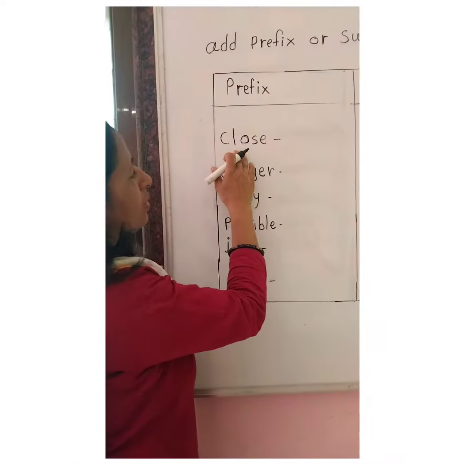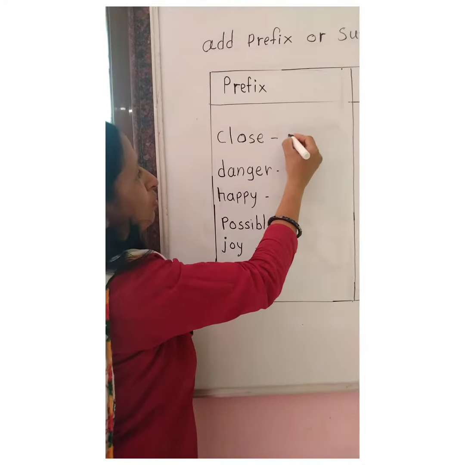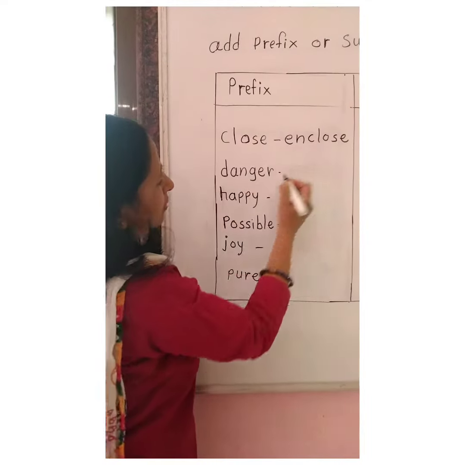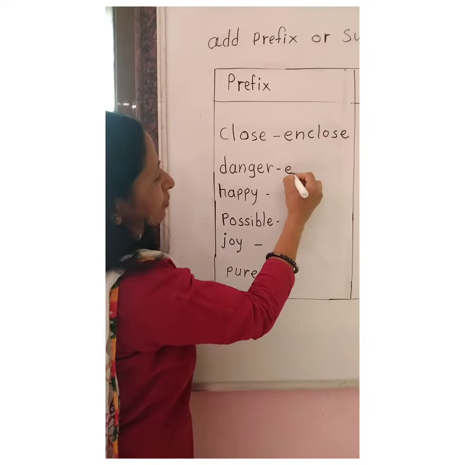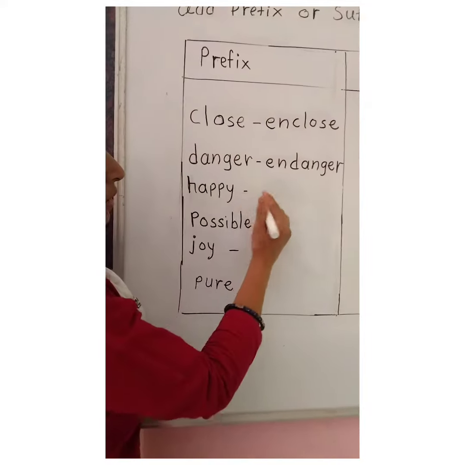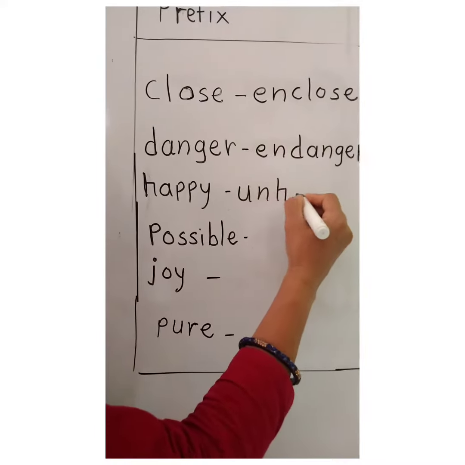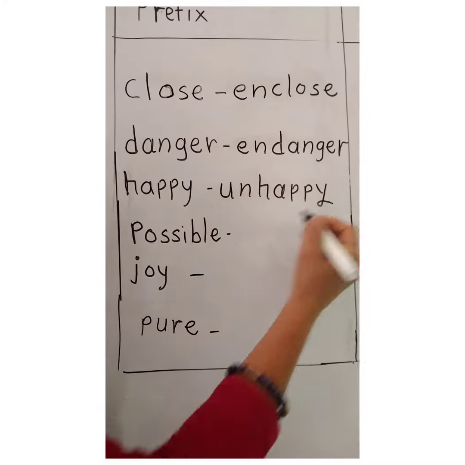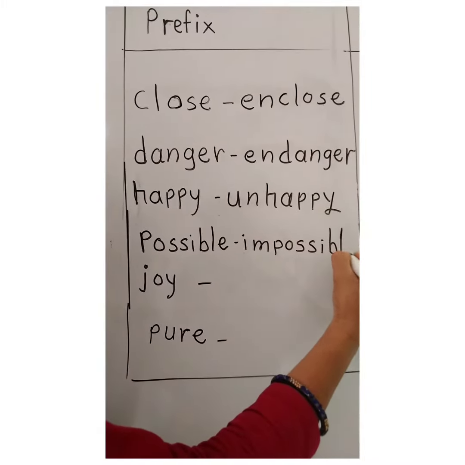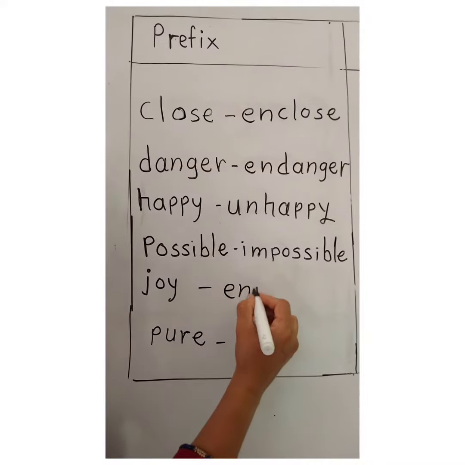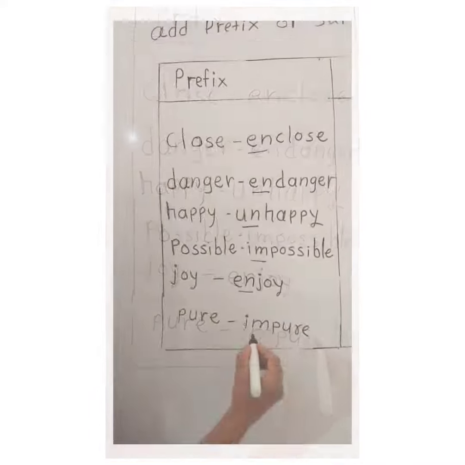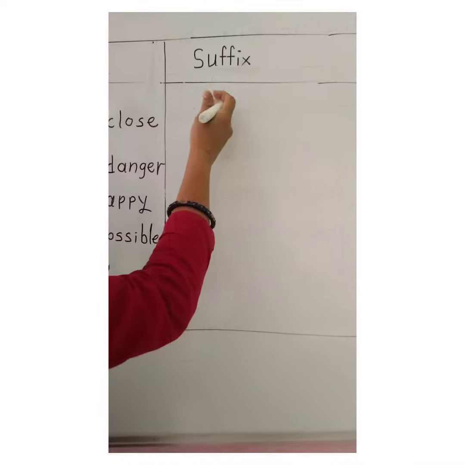Examples: close. Here we add the prefix before close, that is enclose. Then danger, endanger. Happy, unhappy. Possible, impossible. Joy, enjoy. Pure, impure. Let's see the example of suffix.